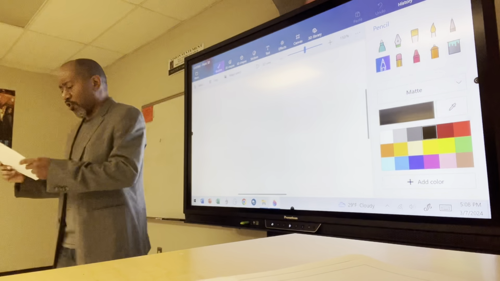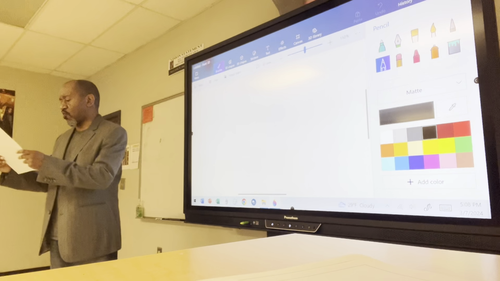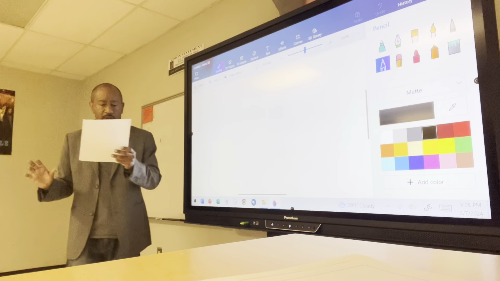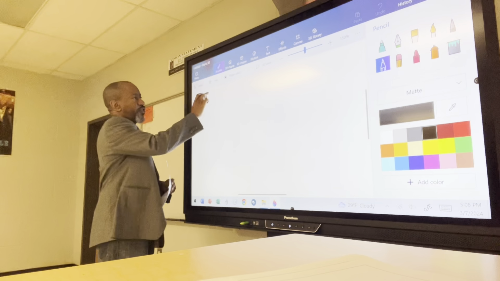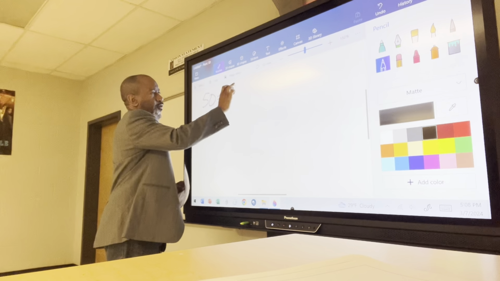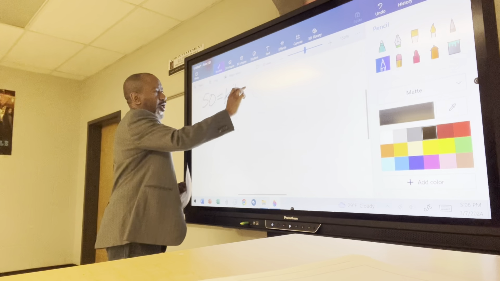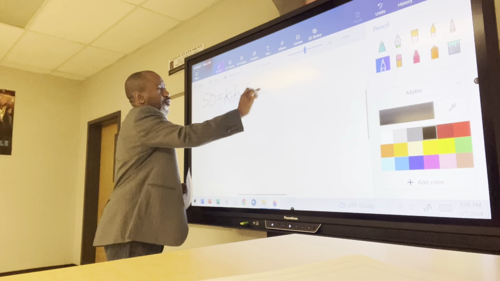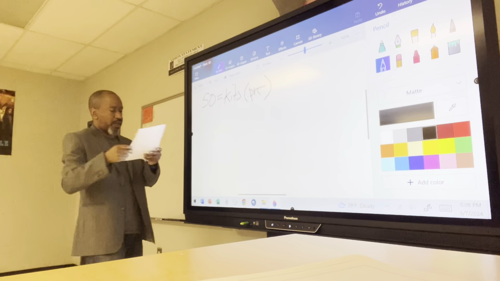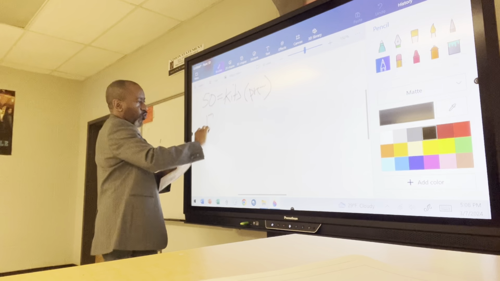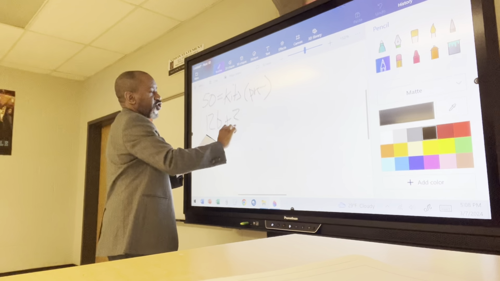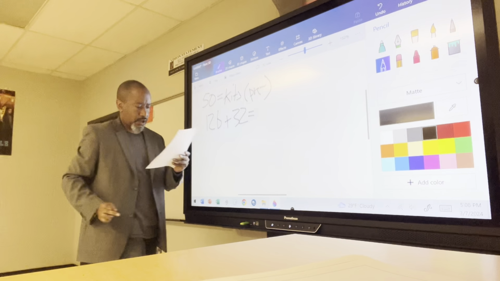Okay? Question number 2, the first thing we want to do is organize what they're talking about. So we know a couple of things. 50 represents the kits from the previous year. I'll abbreviate kits from the previous year. The function that we have is what? 12b plus 32. That's our function, okay?